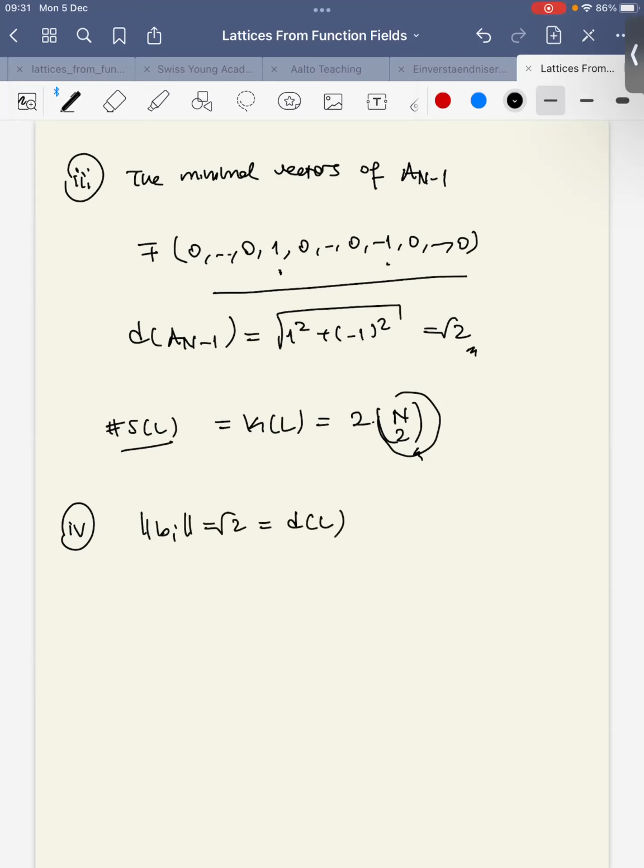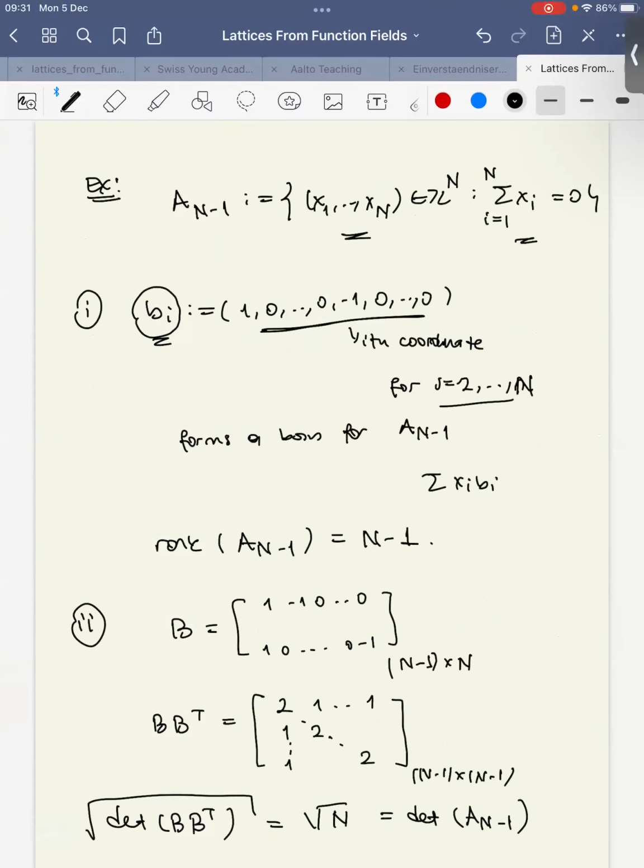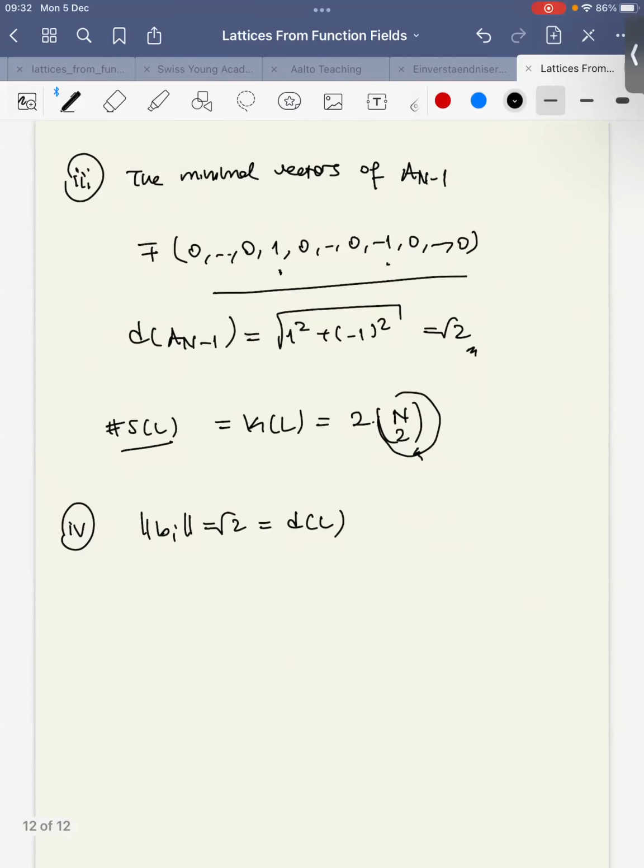And indeed, in this S(L), we have n-1 linearly independent vectors, because all basis vectors are in S(L). So A_{n-1}, this hyperplane lattice, is well-rounded.